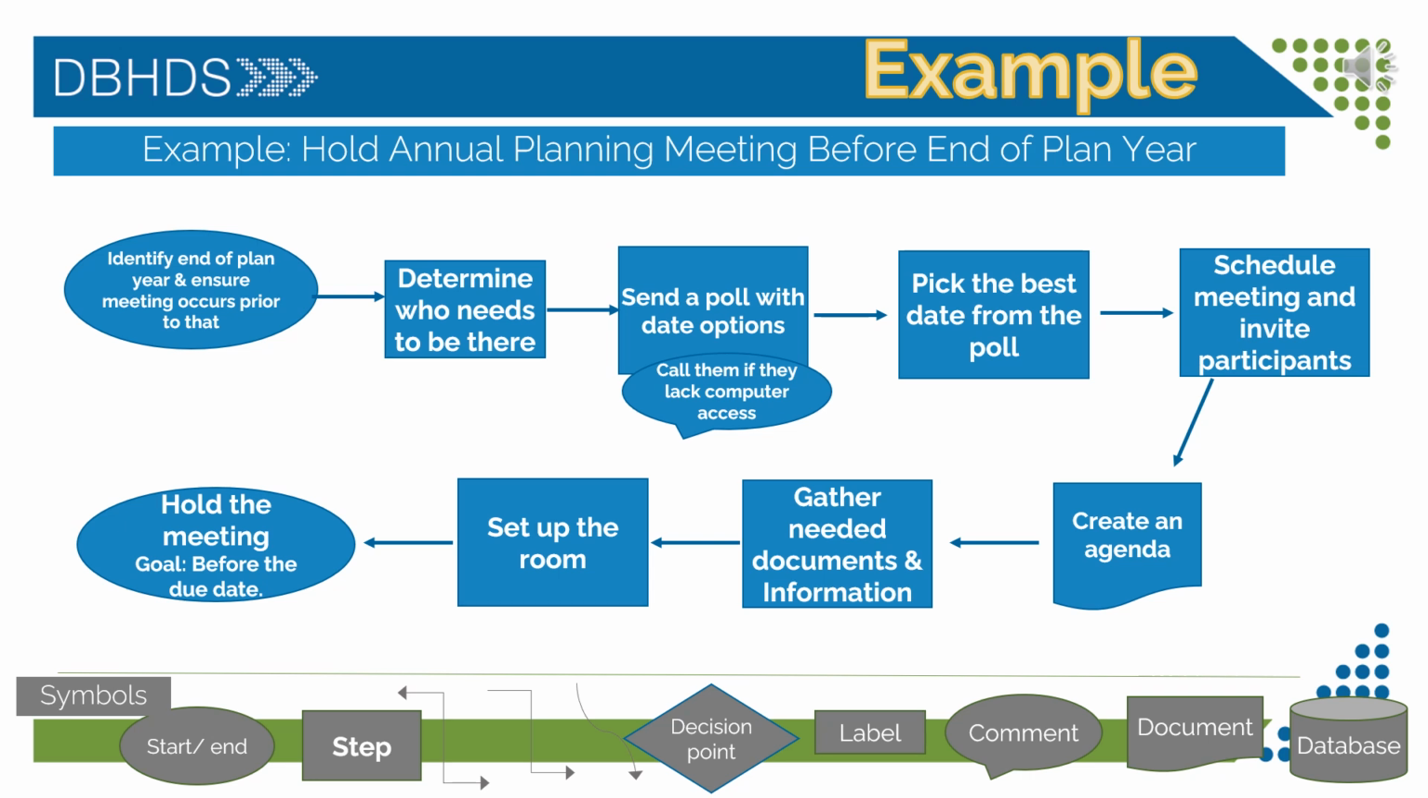And if somebody cannot use a computer for whatever reason, we will call them to assess what dates are best for them. Then we're going to pick the best date from the poll or from calling people. We're then going to schedule the meeting and invite the participants, create an agenda, gather the needed documents, set up the room so people are comfortable, and hold the meeting.